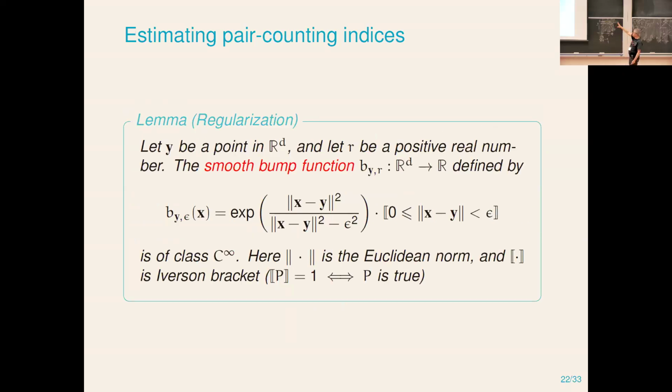And the regularization is done using so-called smooth bump functions, where you are given some small epsilon and you define this function, which is C infinity, continuously differentiable, has all derivatives. I'm using here Iverson's brackets, okay? So this is 1 when the distance between x and y is less than epsilon. Otherwise, it's 0.